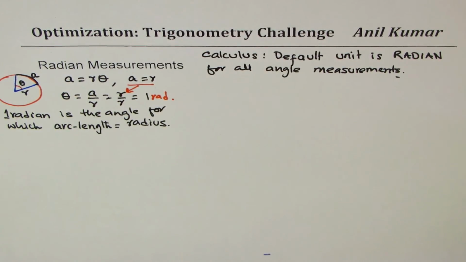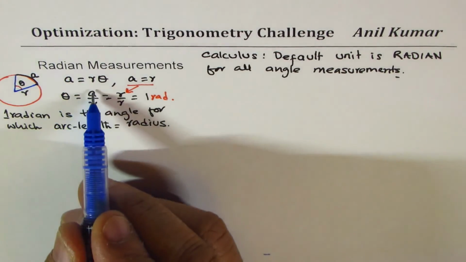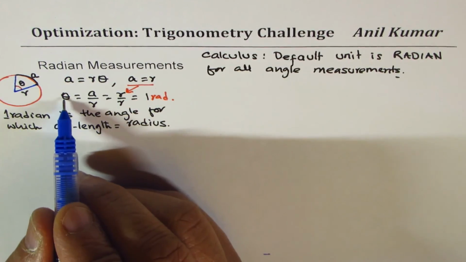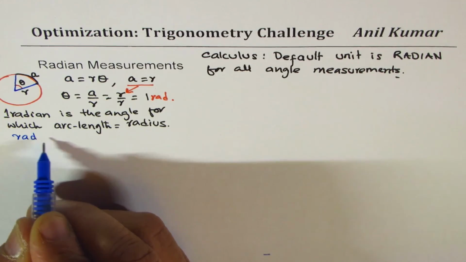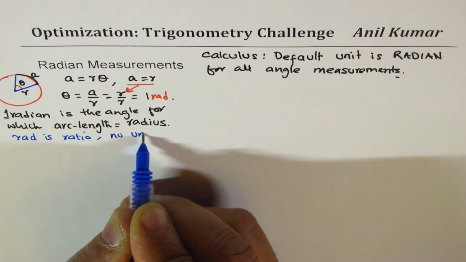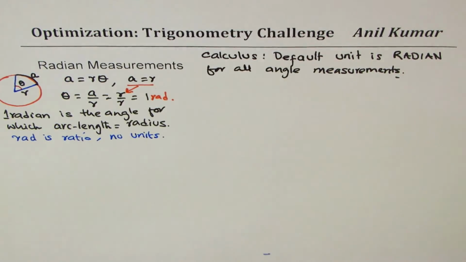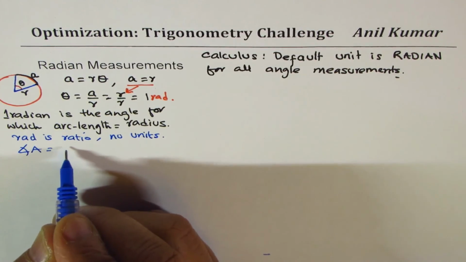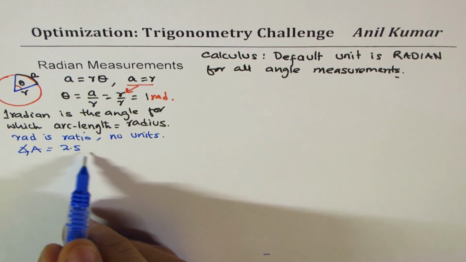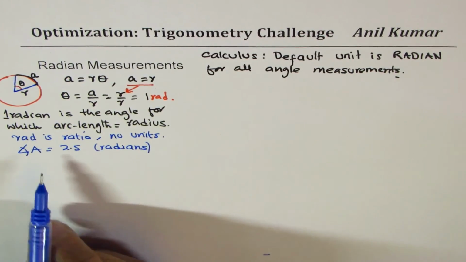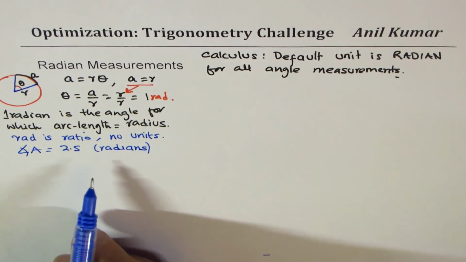Now you can also appreciate here that theta is a ratio, right? In radians, A over R, same units. So there are no units. So radian is a ratio. Basically no units. We write radian for convenience. So if I just write a number, let us say we say that the angle A is equal to, let's say 2.5, without unit, it is assumed to be radians. Now this is a huge concept to understand. Do you understand that? Okay.